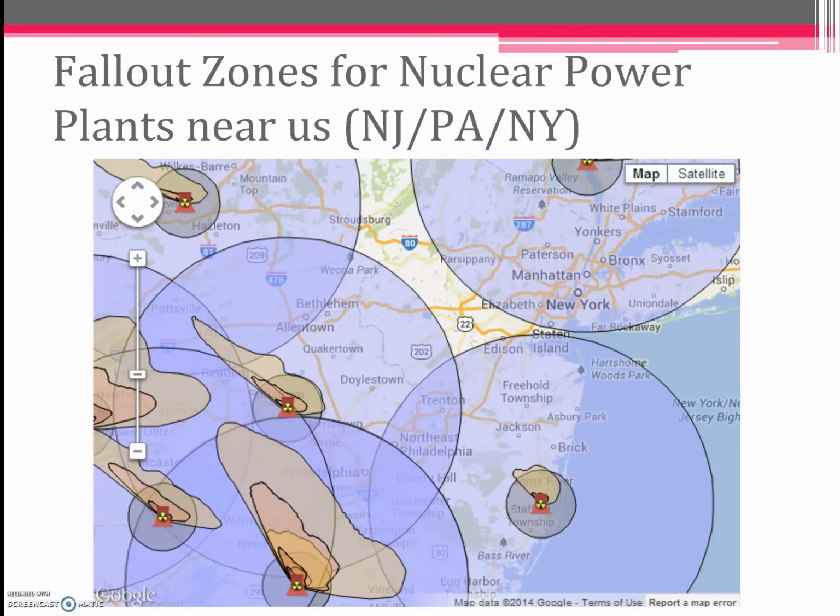Nuclear power plants that are near us, you could see what the fallout radius is. So those are some of the nuclear power plants. And you can sort of see about where we are. We are in the range for fallout if a nuclear power plant were to melt down.